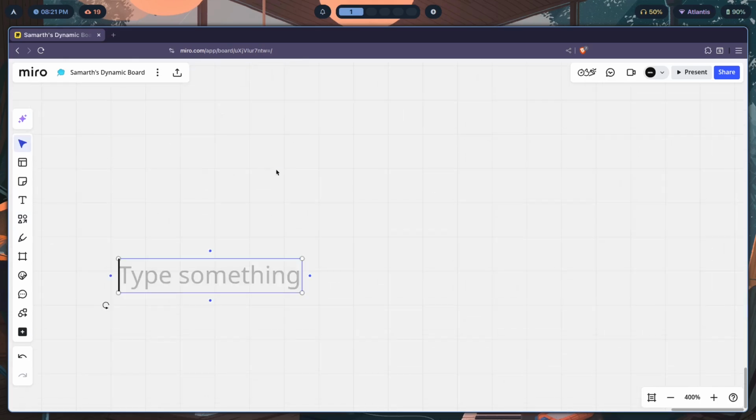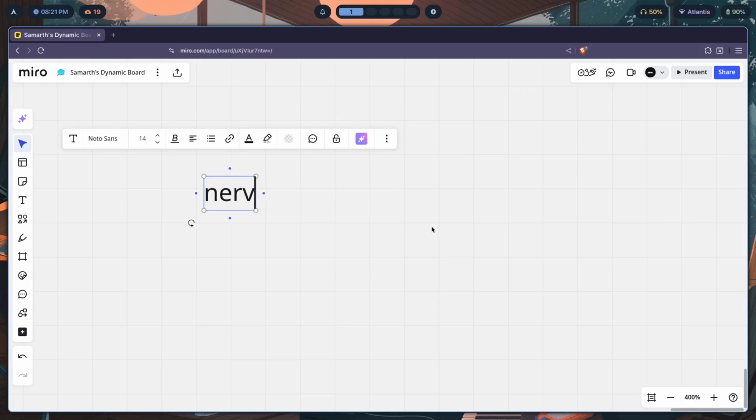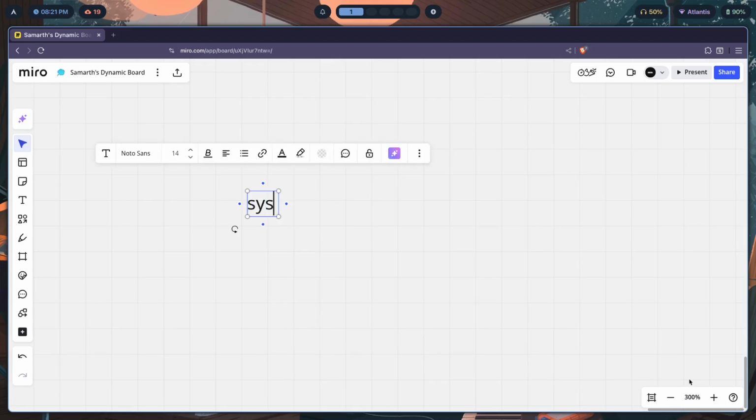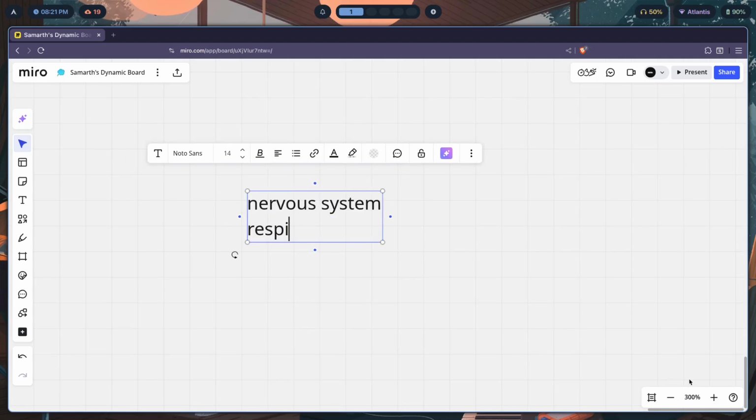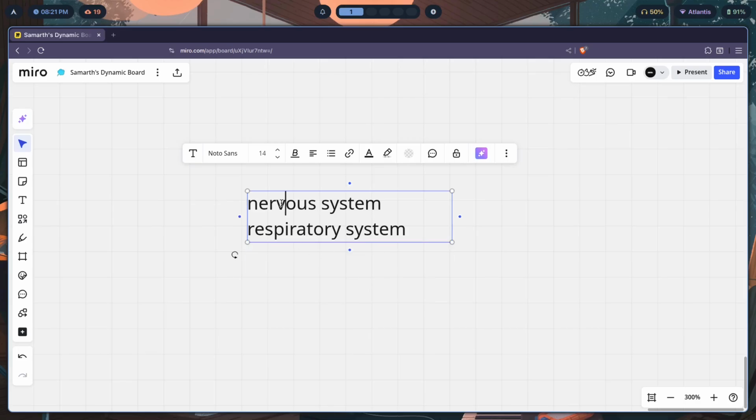So if I zoom in here, let me show you a bunch of systems. If we're using the body as an example, we have the nervous system, and then we have the respiratory system. We have a couple of other systems as well, but the systems that we all know of are most likely going to be the ones in the body, right? So a system has lots of different parts to it.